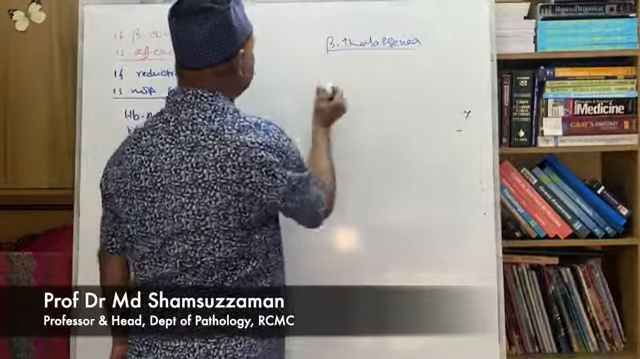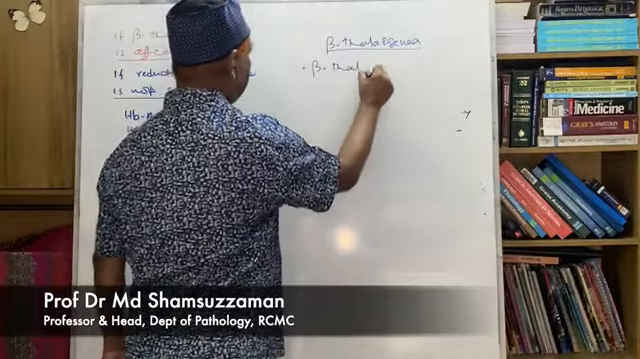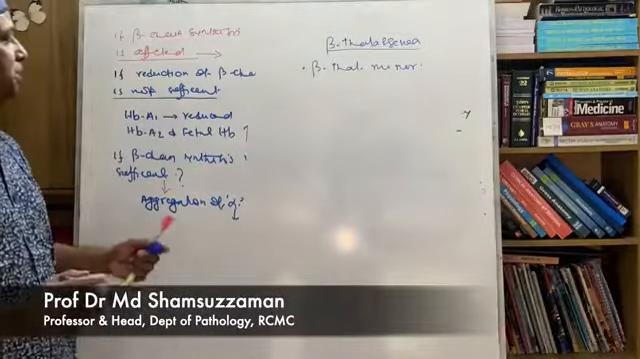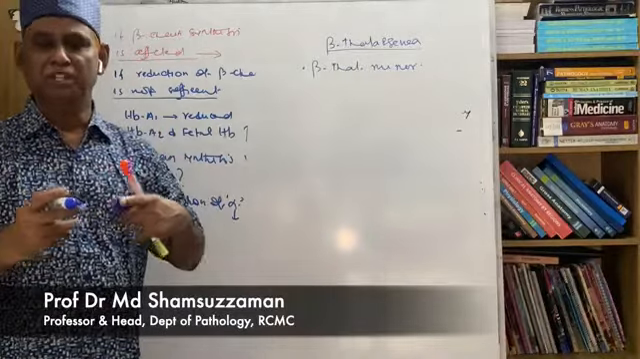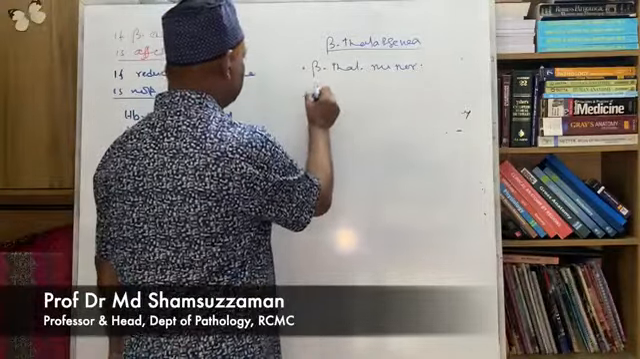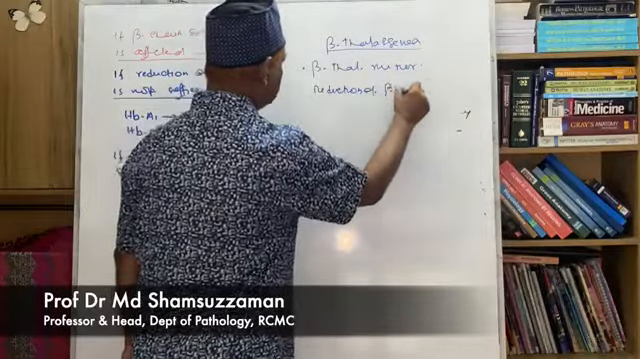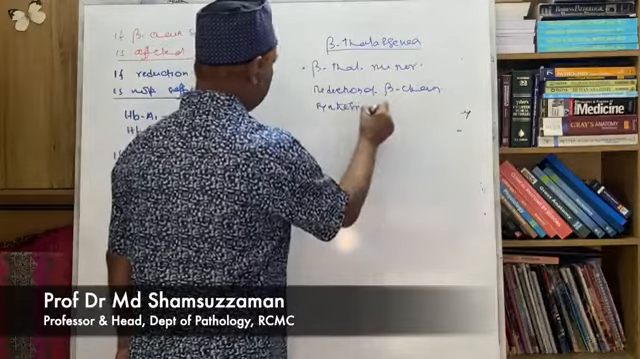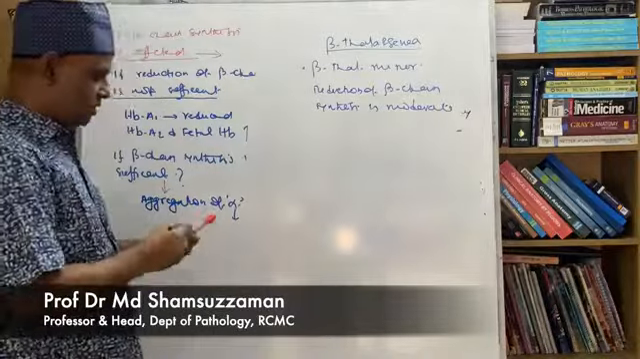And we can classify beta thalassemia as beta thalassemia minor. Beta thalassemia minor, what does it mean? It is a trait. Beta thalassemia minor means there is reduction of beta chain synthesis, but the reduction is moderate, not sufficient. So there is moderate beta chain synthesis.